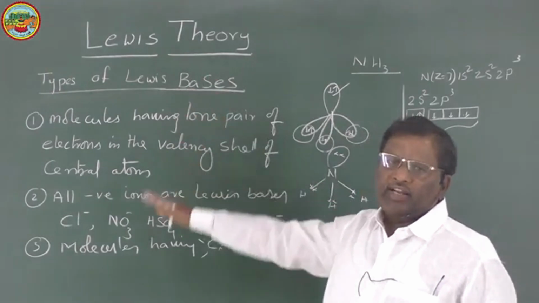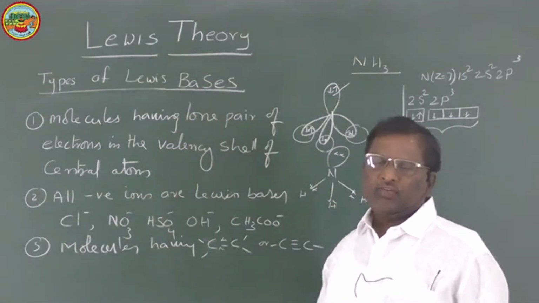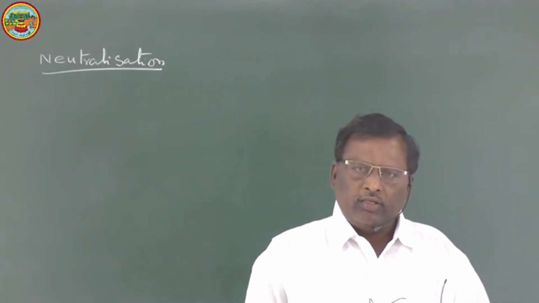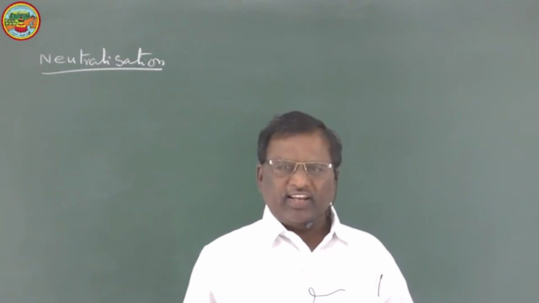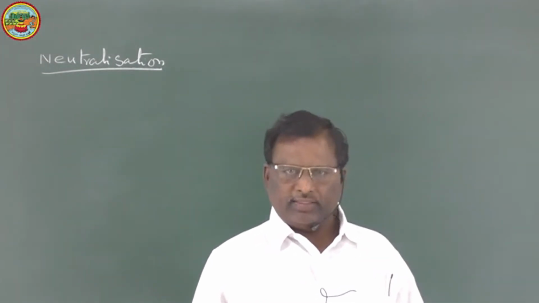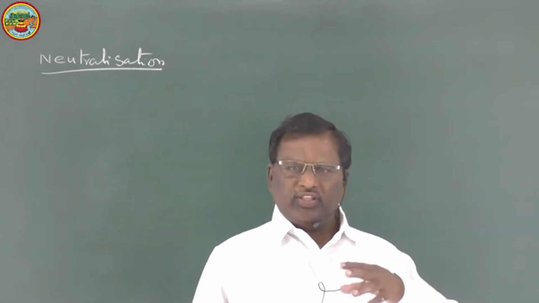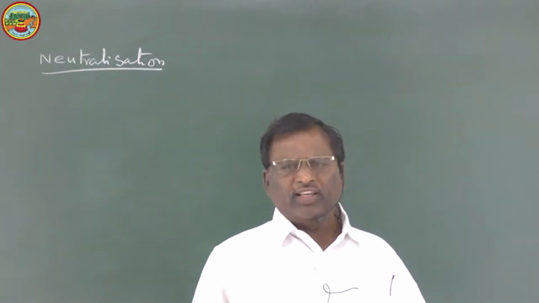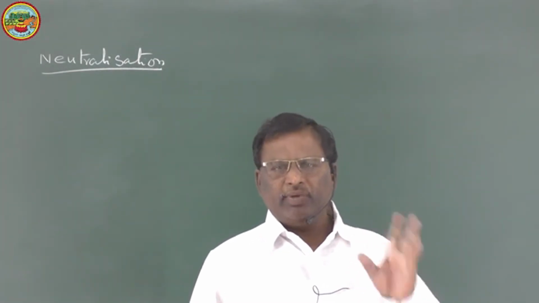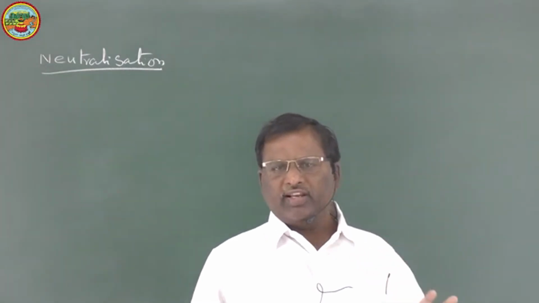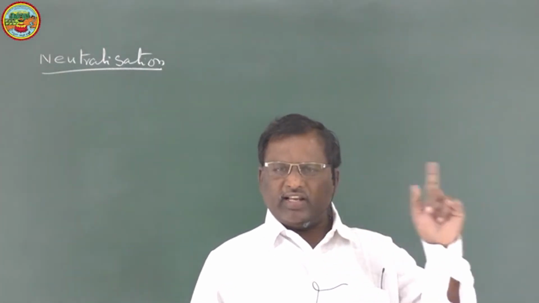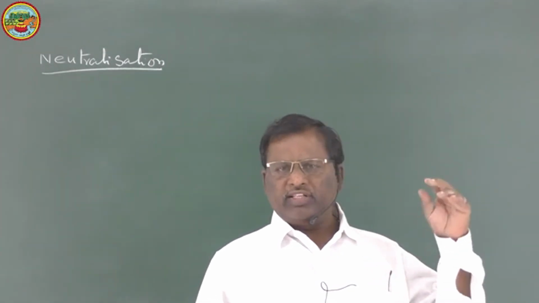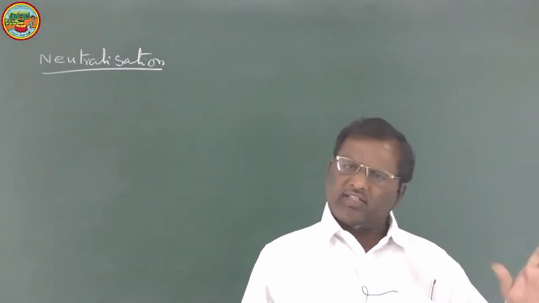So we have three types of Lewis bases and three types of Lewis acids. In any acid-base theory, it is essential to explain the neutralization reaction and the strength of acids and bases. According to this theory, neutralization is a reaction between an acid and a base. During neutralization, the acid loses its acidic character and the base loses its basic character, and a neutral compound is formed, which is neither an acid nor a base.